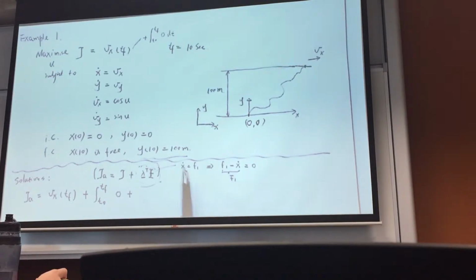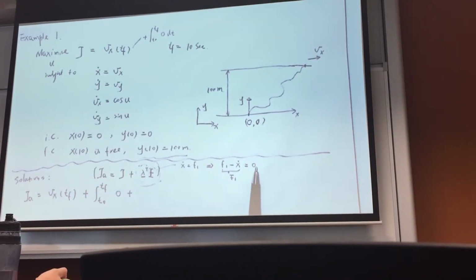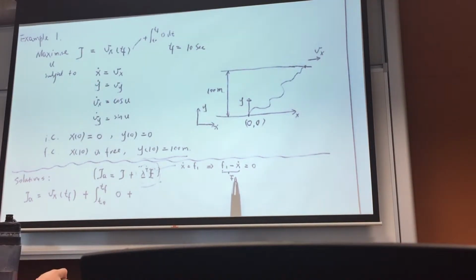So here we did the same thing. We shift this derivative to the other side, so this will be equal to 0. So we define this capital F. If you remember this, then the following will be quite straightforward.